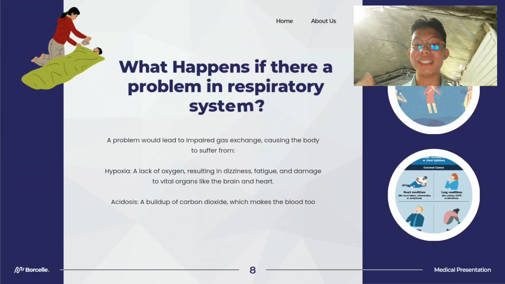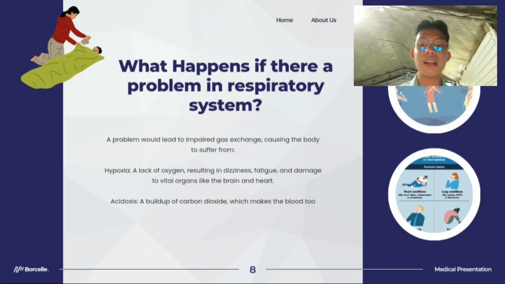What will happen if there's a problem in your respiratory system? A problem would lead to impaired gas exchange, causing the body to suffer from two problems: hypoxia and acidosis. Hypoxia, a lack of oxygen resulting in dizziness, fatigue, and damage to vital organs like the brain and the heart. Acidosis, a buildup of carbon dioxide which makes the blood too acidic.